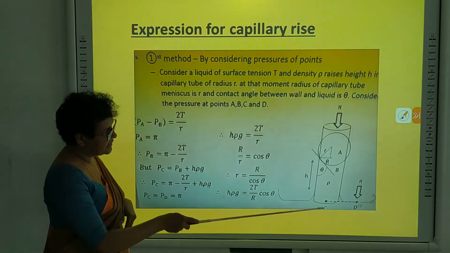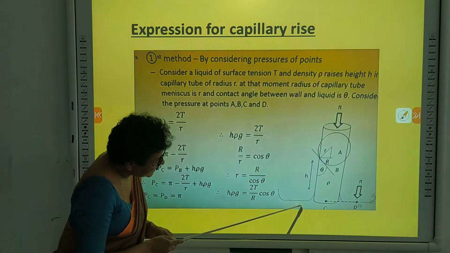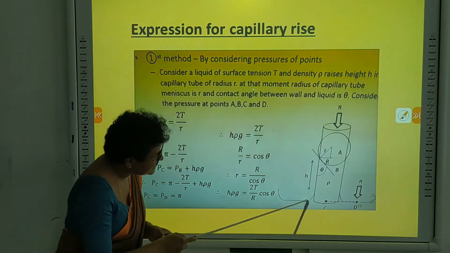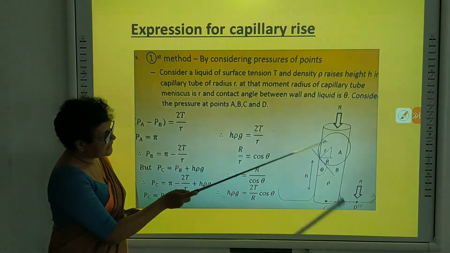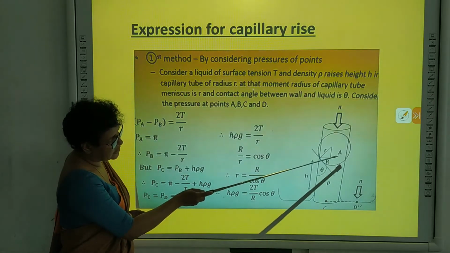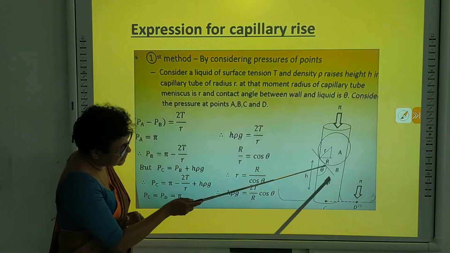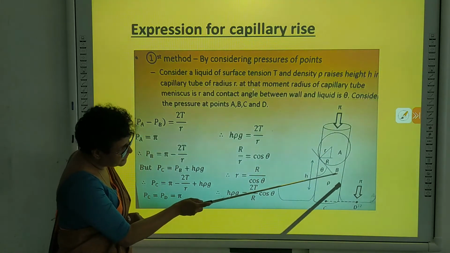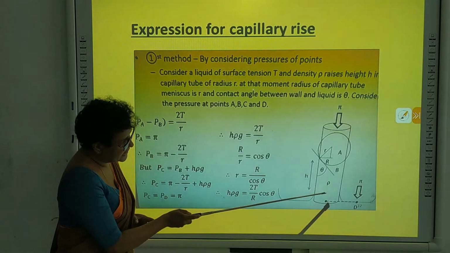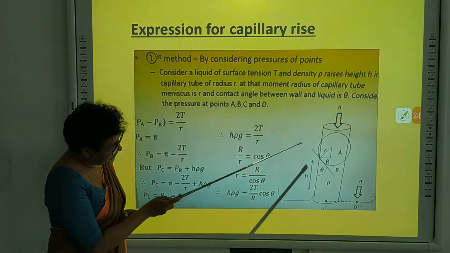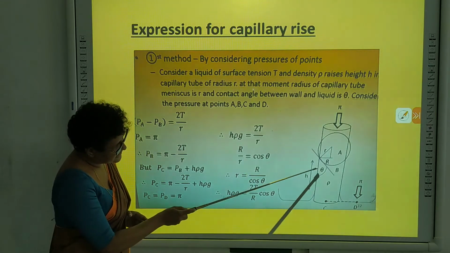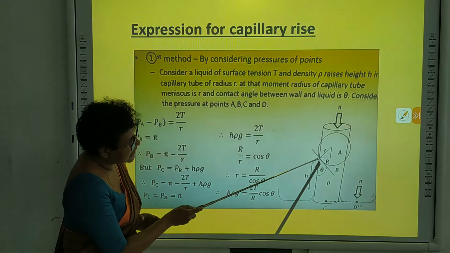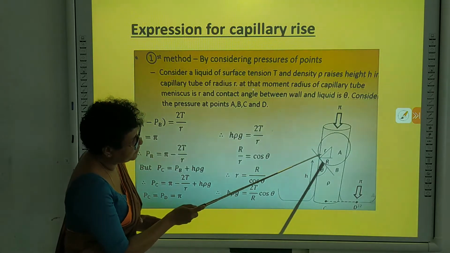Look here, this is the capillary tube, this is the beaker, and this is the liquid with its surface. Here we consider A outside the capillary tube. This is the meniscus of the liquid. A is outside the liquid, B is inside the liquid, and rho is the density of the liquid. The rise is simply h, the angle of contact is theta, the radius of the capillary tube is capital R, and the radius of the meniscus is simple r.